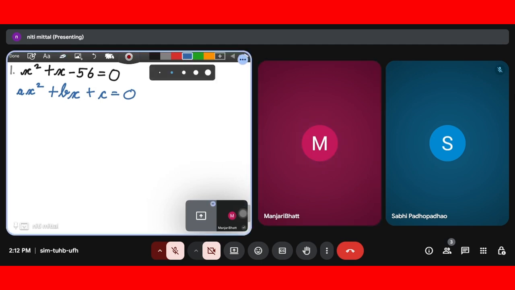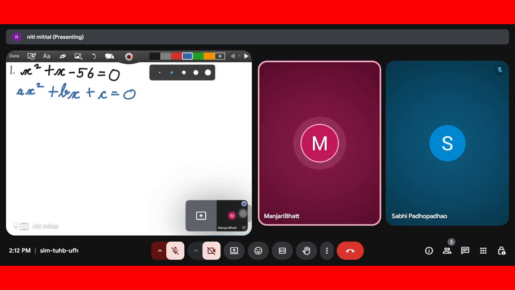Okay. Why are we saying it quadratic? As it's containing one coefficient which is having power square. Like in this case, x square is the.